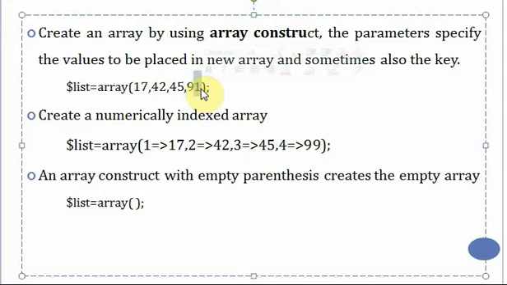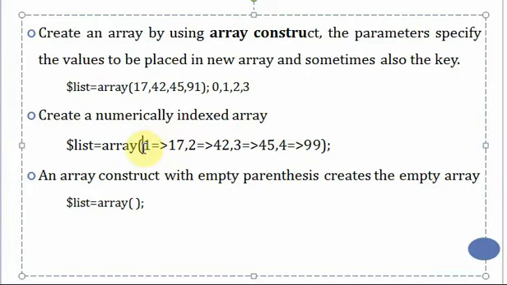Now what if we could have different keys? In this case the key values are 0, 1, 2 and 3, right? So it will be list of 0, list of 1, list of 2, list of 3. That is the default. Instead of that, I want to give some other key values. In that case, you can use another way, a combination of key as well as value. That is your numerically indexed array, which has the combination of key as well as value.